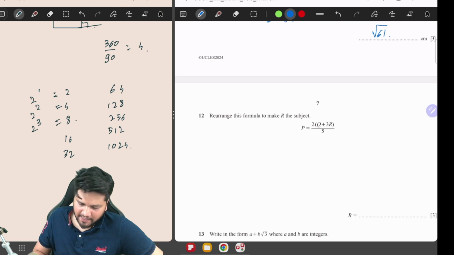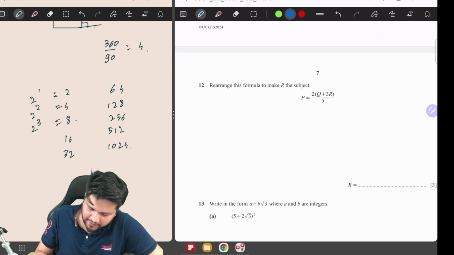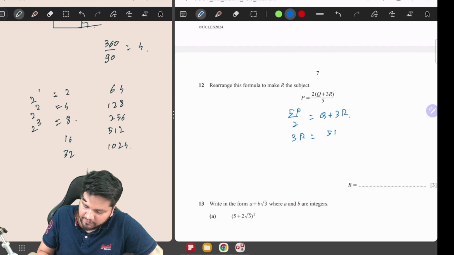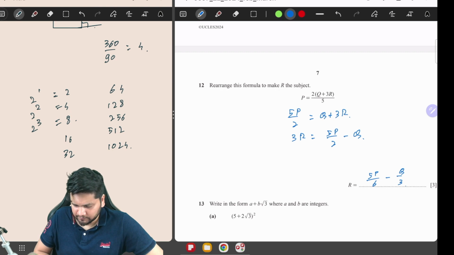Rearrange the formula to make r the subject. Quite easy. 5 and 2 just shifted there. So 5p by 2 is equal to q plus 3r. Then 3r is equal to 5p by 2 minus q. Simple. r is equal to what? Just divide by 3. So it's going to be 5p by 6 minus q by 3. That's your answer. Yeah, it's correct.